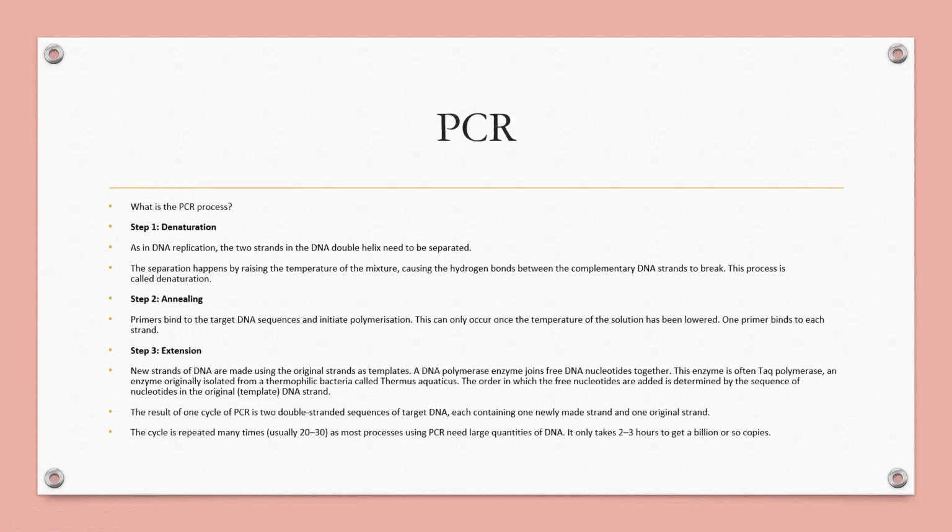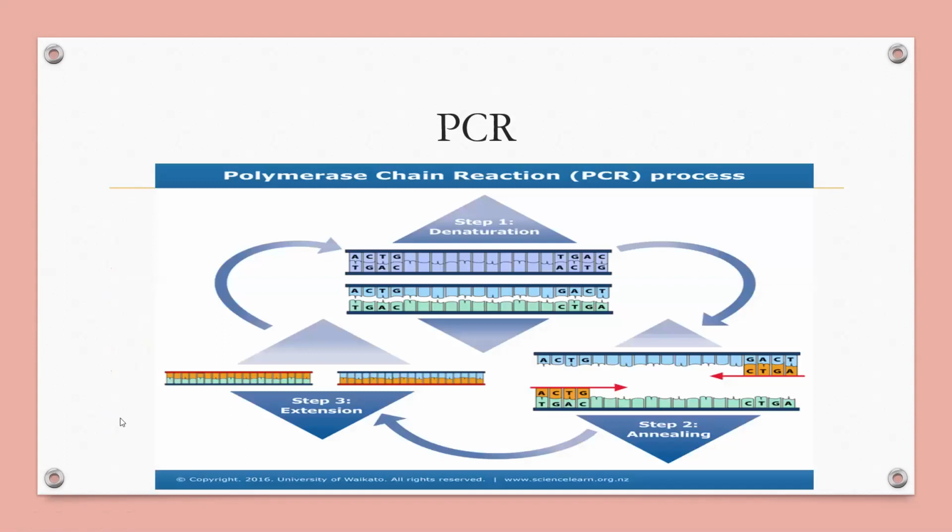The order in which the free nucleotides are added is determined by the sequence of nucleotides in the original template DNA strand. Original DNA strand means template DNA. The result of one cycle of PCR is two double-stranded sequences of target DNA, each containing one newly made strand and one original strand. 1 minute. Look at here. This is the extension step.